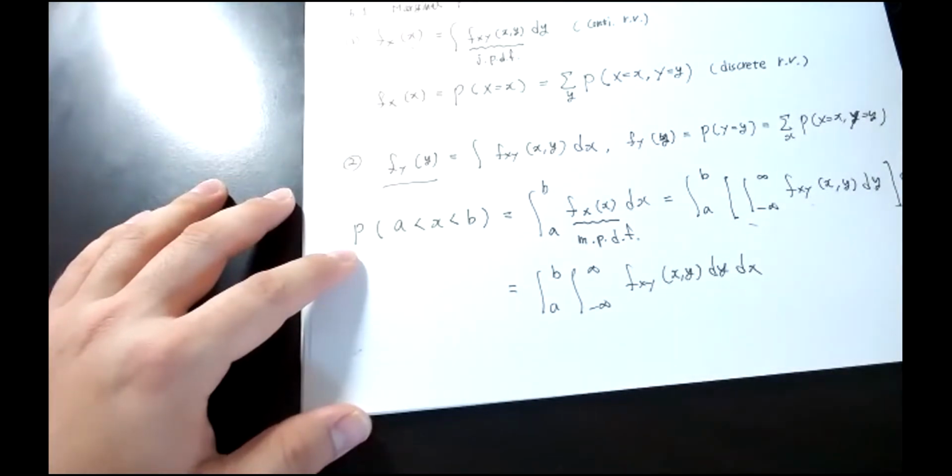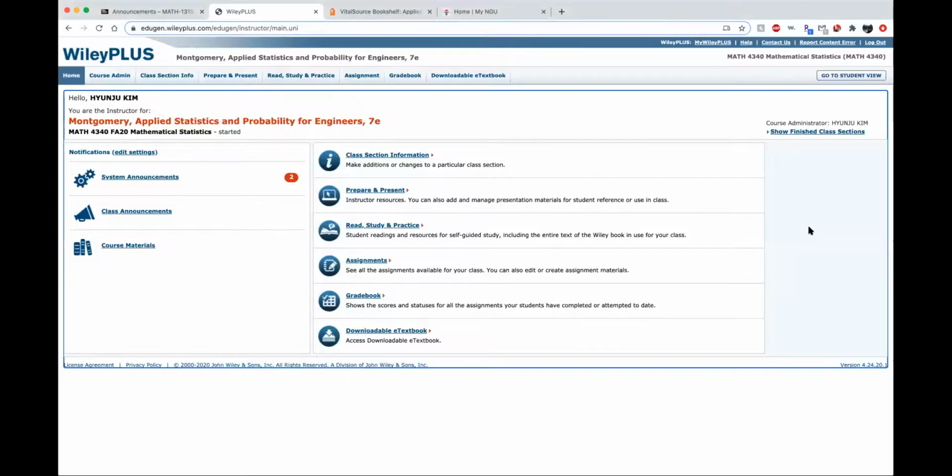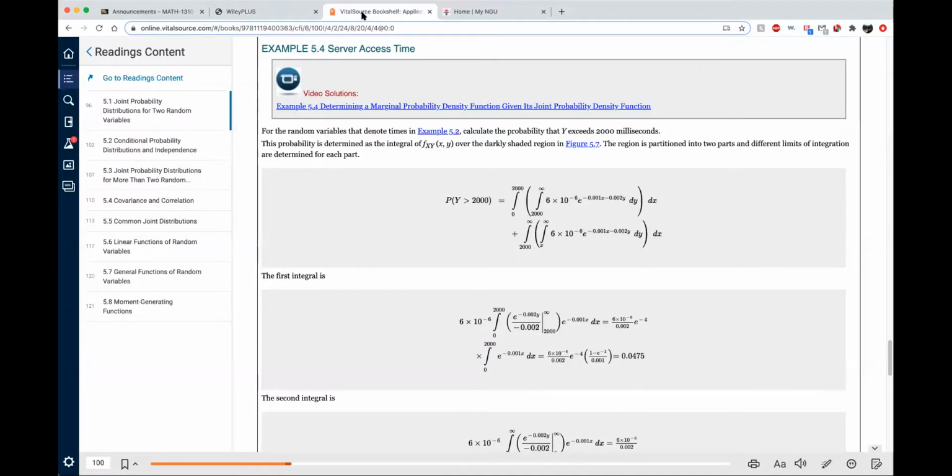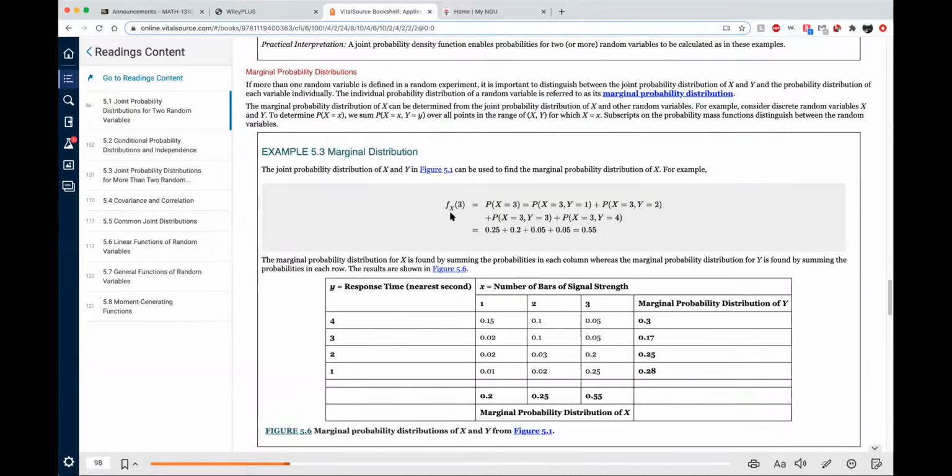All right, see the example. Example 5.4. Let me share the screen. You can see that, right? So example 5.4, server access time. Before doing that, let's see example 5.3.